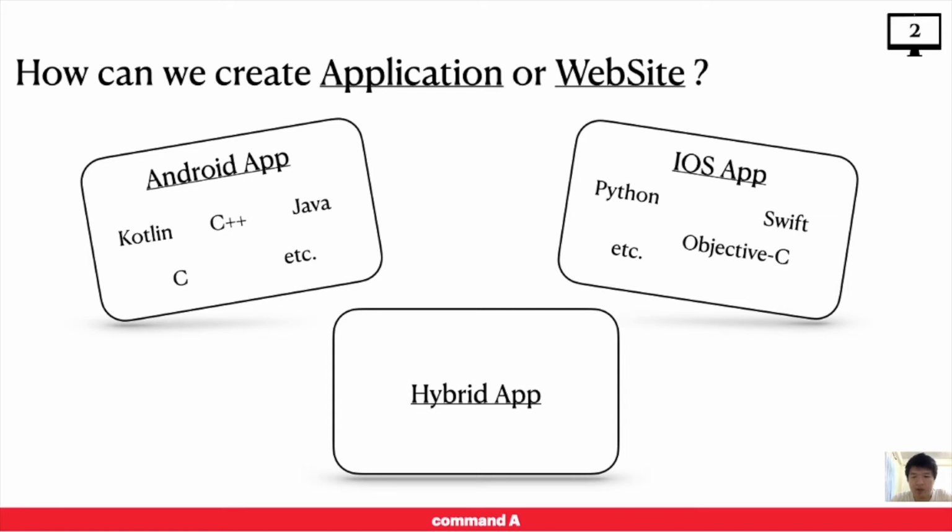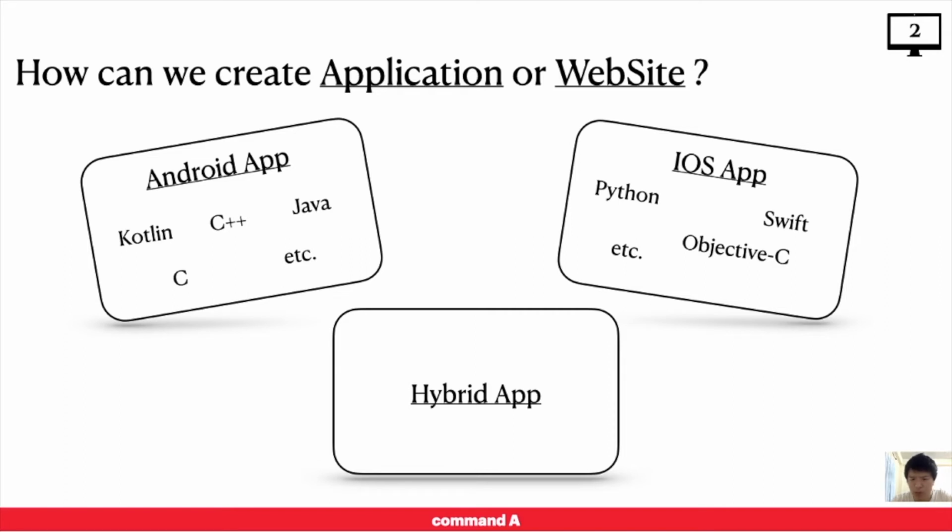Okay, a website can be created with HTML, CSS, JavaScript, and other frameworks if you want. But for a mobile application, you need to know which platform you want to target. For iOS apps, you may choose Python, Swift, or Objective-C to develop, and for Android apps, you may use Kotlin, Java, C++, or C.